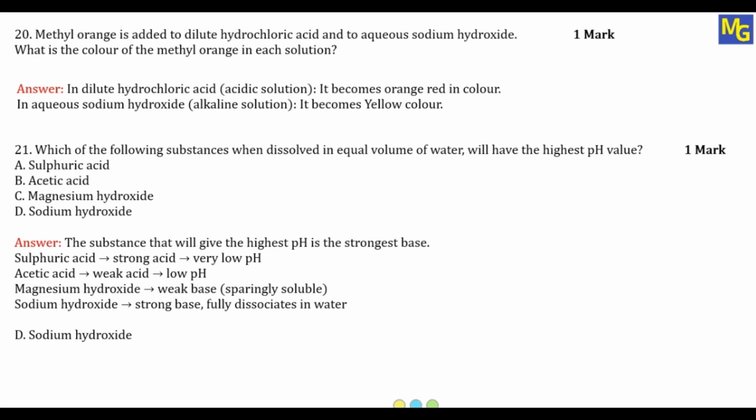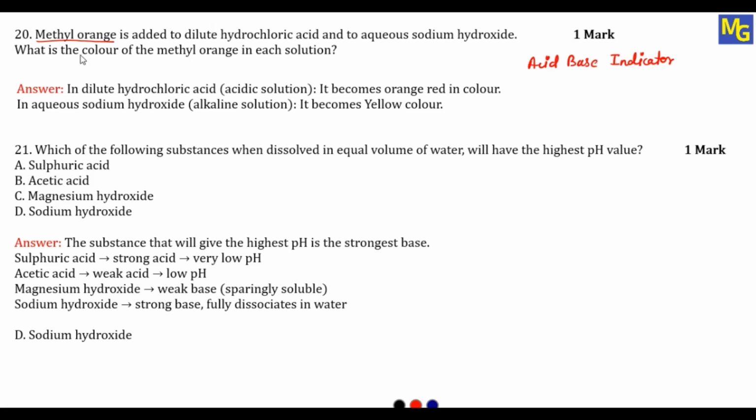So this is methyl orange. It is nothing but an acid base indicator. There are many types of indicators: acid base indicator, then we have metal ion indicator, then we have redox indicator, etc. So methyl orange is an acid base indicator, meaning it is used to check whether the solution is acid or base by observing the change in color. Here we are going to add methyl orange to dilute hydrochloric acid as well as aqueous sodium hydroxide, and we have to tell what the change in color is.